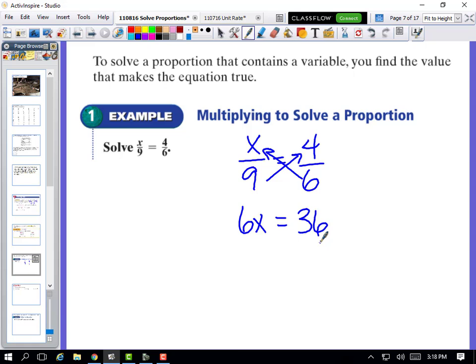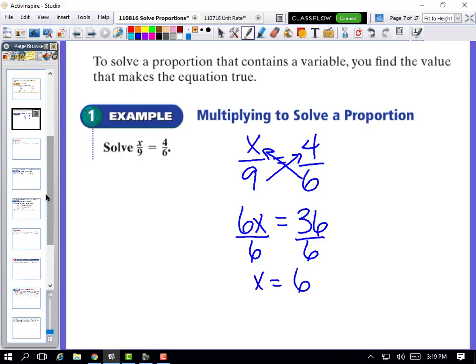Now that should look familiar to you because it's just a one-step equation. Our job is still the same as it was in our last unit, and that was to get the x by itself, or to find the value of x. So to get the x by itself here, I have a multiply by 6, so we divide by 6. Do that to the other side, and we end up with x equaling 6. So the value that should go here is 6, and it makes it a true proportion.